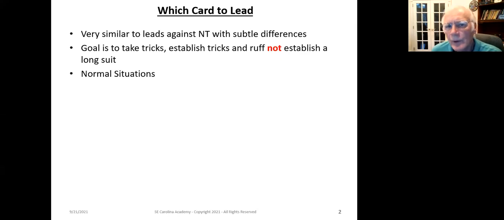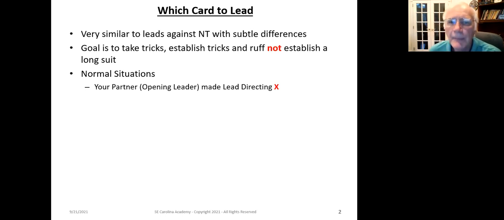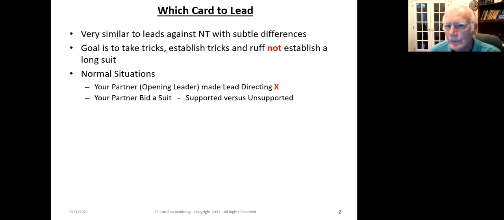Okay, and we got what we call the normal situations in terms of leads, or what I'm going to call the priority sequence. And the first one, obviously, is if your partner told you to lead something by a lead directing double, or they bid a suit. Then those are the first choices. And if your partner bid a suit, there's a lot of discussions about whether it's a supported suit versus unsupported. Now, supported means that they opened a heart and you bid two hearts. That means you supported it. If you passed, it means it was unsupported.